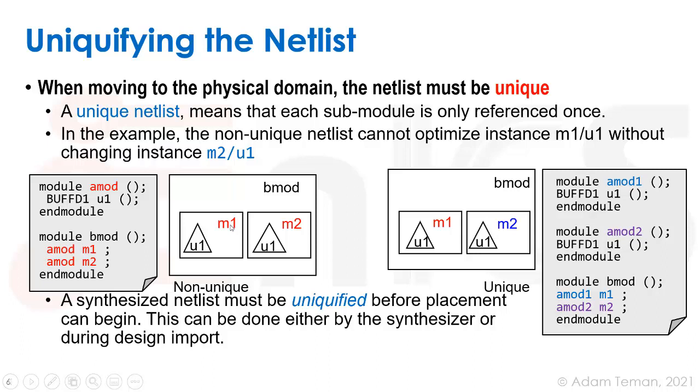So what we want to do is, before we start our physical design, we want to blow this up into 2 separate modules. So we're going to have B module, and then we're going to have two A modules, A module 1 and A module 2. And then when we upsize the buffer inside A module 1, it's not going to affect the buffer that's inside A module 2. Yes, it makes our net list much longer, but that's just a bunch of text. And it works well that way. So that's what uniquifying is, and you have to do it before going to the physical domain.